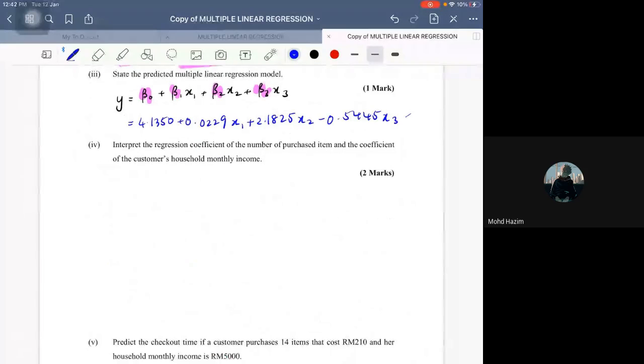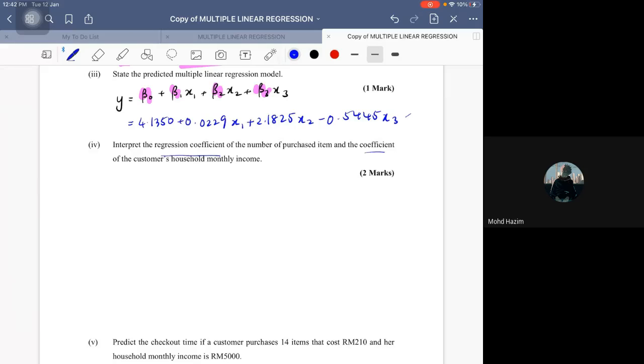Okay, question number 4. It says interpret the regression coefficient of the number of purchase items and the coefficient of the customer's household monthly income. Okay, what is the regression coefficient? There are two types of regression parameter. First, regression constant. So regression constant stands for the beta naught. And then we also have regression coefficient. So regression coefficient is your beta 1, beta 2, beta 3, the value that concerns the coefficient of the independent variable. So those are going to be regression coefficients.